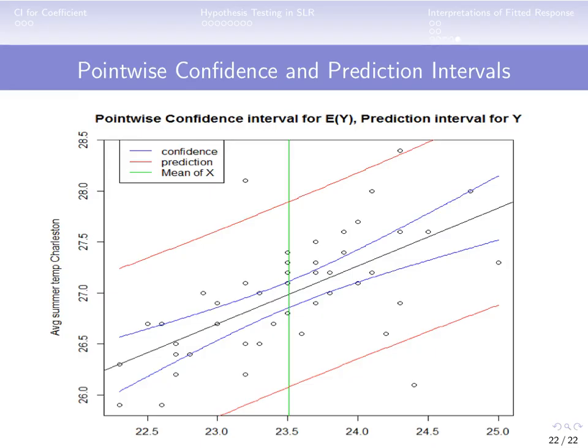So we've gone over the 4 different inferential procedures that we've seen: the confidence interval for the slope, hypothesis testing for the slope, of which there's the T test and the ANOVA F test. We talked about the confidence interval for the mean response, and we talked about the prediction interval for a new response.